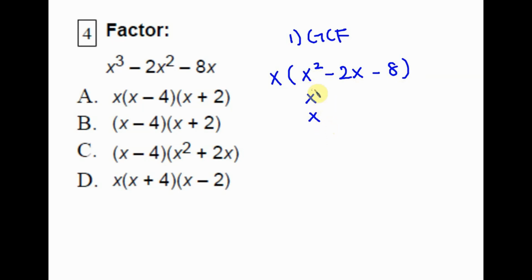Now if I use the case method, two numbers when you multiply to get x squared will be x times x. And in here, you have to come up with two numbers that when you multiply, you will get negative 8, and when you add them, I have to get negative 2. Let me try by putting negative 4 and positive 2. Negative 4 times 2 will be negative 8. When I add these two numbers, I get negative 2. So then I could write x times x minus 4 times x plus 2, which in this case looks like A will be your answer.